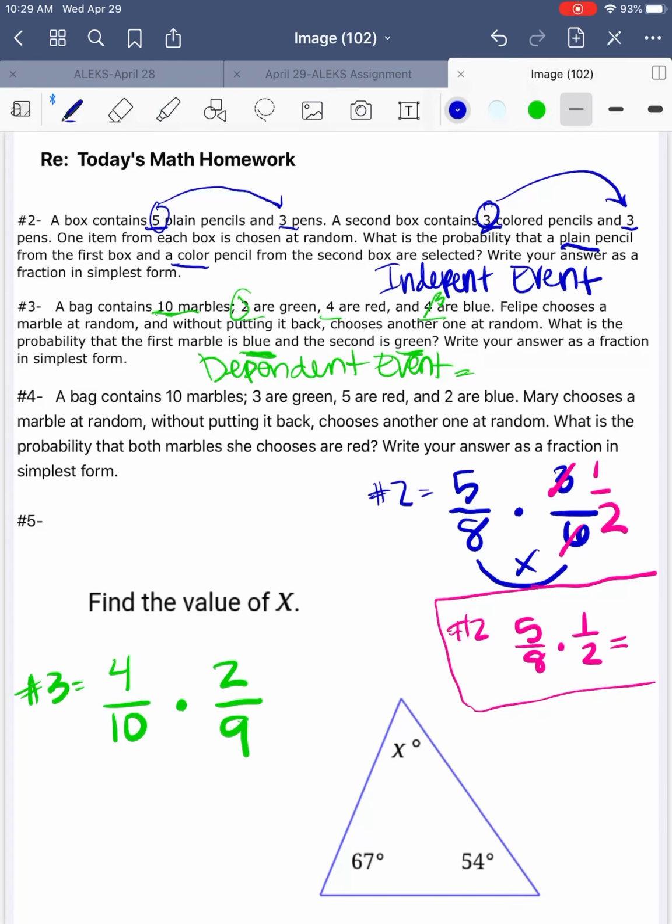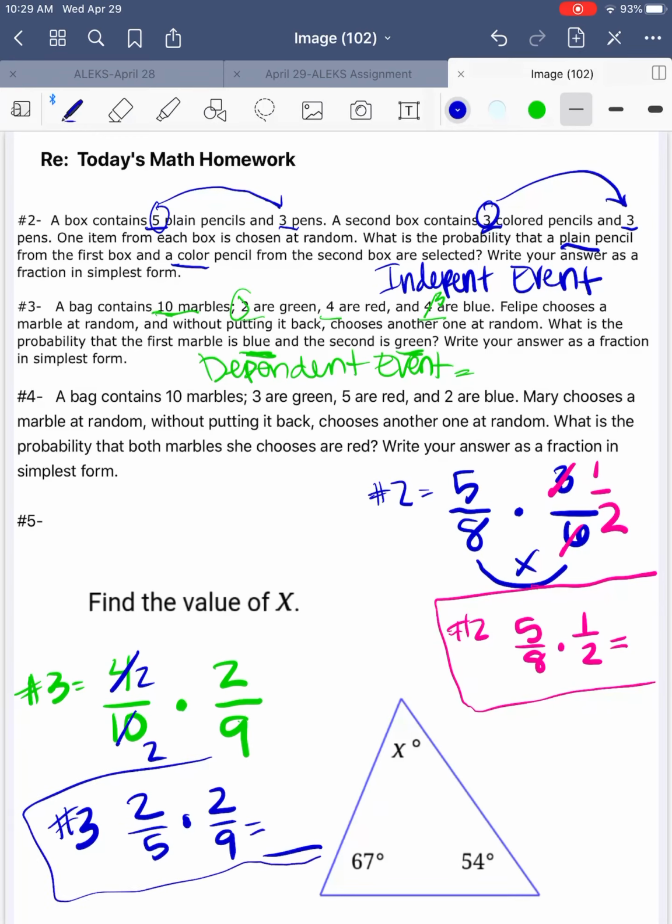Okay, so then I can go through and reduce what I need to. So 2 can go into both of these. So that would be 2/5 on that one, and I can't reduce 2/9. And then multiply that by 2/9, and that would be your answer. So for number 3, that's what you want to do to get your answer, and make sure that it is reduced as much as it can be. Just double check that each time, because every time it's saying to do it in simplest form.